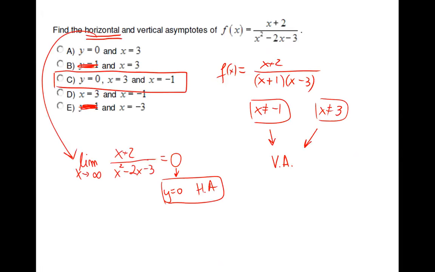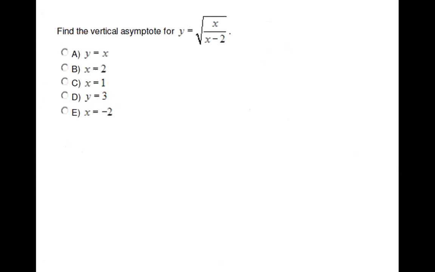Okay, I hope we're learning. Find the vertical asymptote. Can you tell me what the vertical asymptote is? It's a 10-second question.